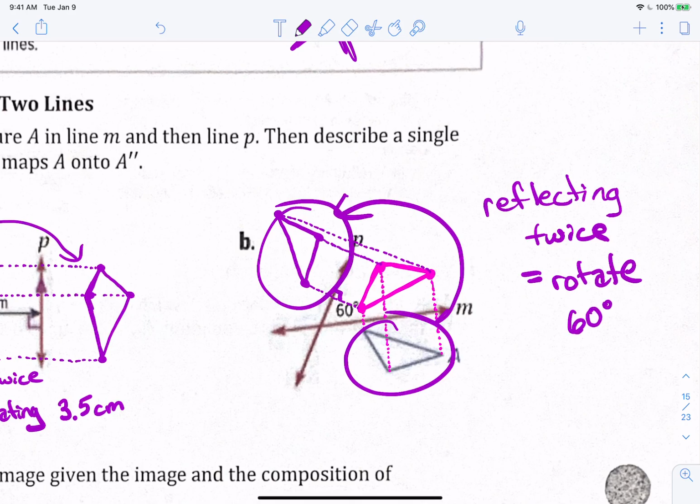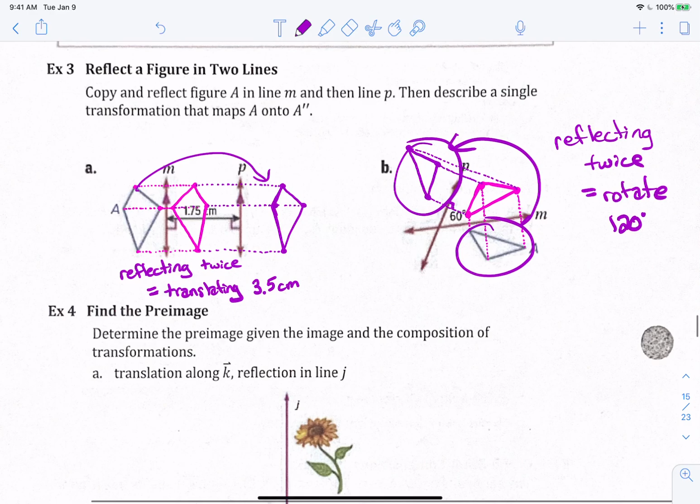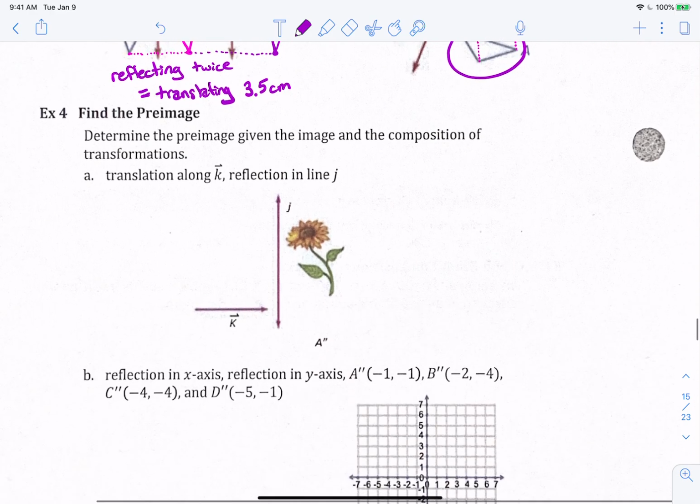Wait, no, it would be 120, wouldn't it? Oh, no. 120. I don't know what I'm thinking. Yeah, I thought you were correct. 120. I was just seeing if you were paying attention. We've got to double it. I was paying attention. Good? Yes? It makes sense.